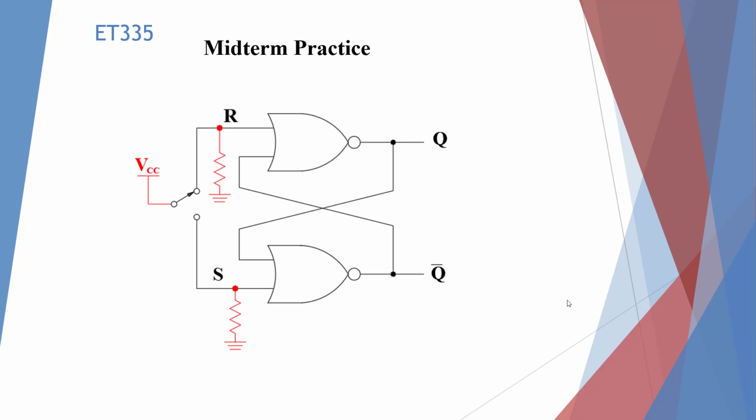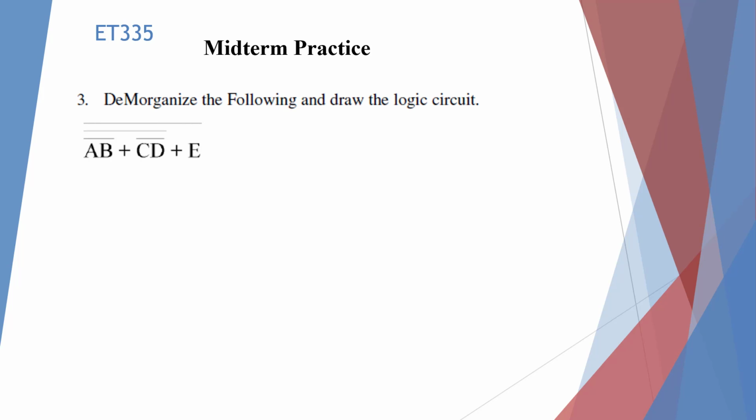Here's the CAD answer for our debounce switch. And if these were NAND gates, this would be a ground and these two would be pull-up resistors. So this is an active high and it requires pull-down resistors.